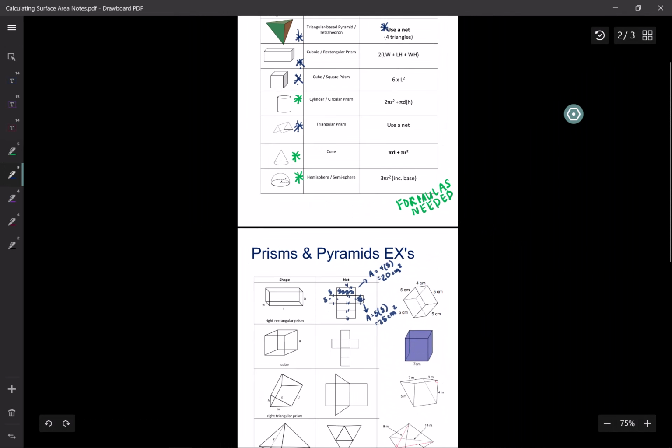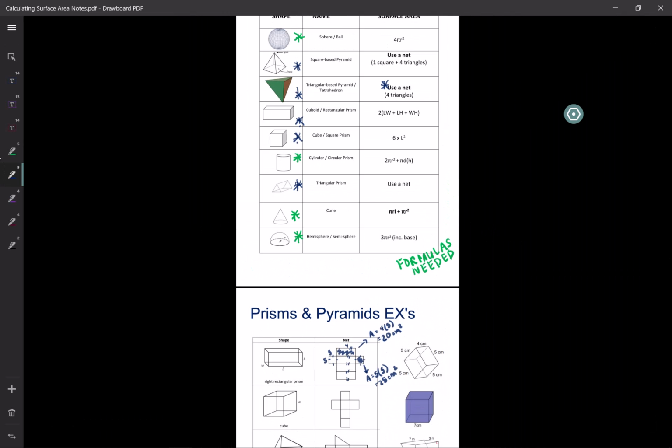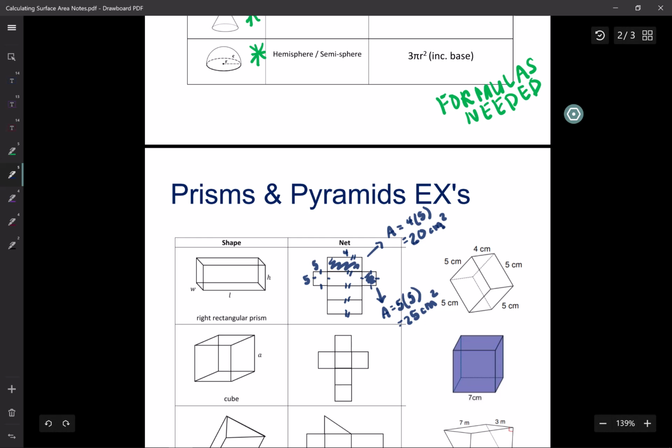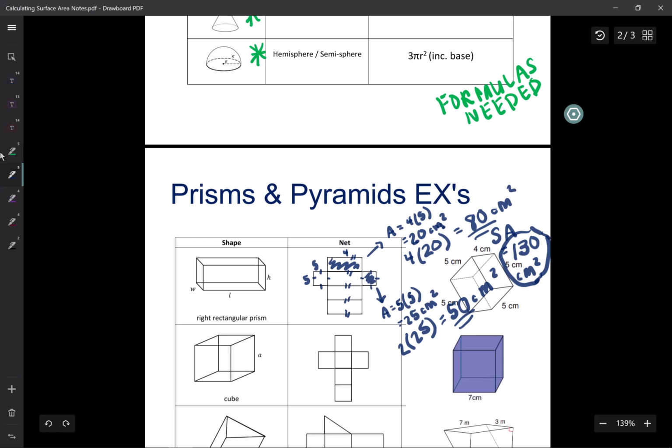And when you look at the formula that they give, you just do the length times width, length times height, width times height, and multiply that by 2. So you could use that formula, or using the net diagram, I just know that there's 4 of these rectangles that are 20 centimeters squared. So that's 80 centimeters squared. And then there's 2 of these rectangles that are 25 centimeters squared. So I just do 25 times 2, and I get 50 centimeters squared. And then, so the total surface area would be the sum of 80 and 50, and that's 130 centimeters squared. Note that because we're still talking about a type of area, your units are always going to be squared, okay?